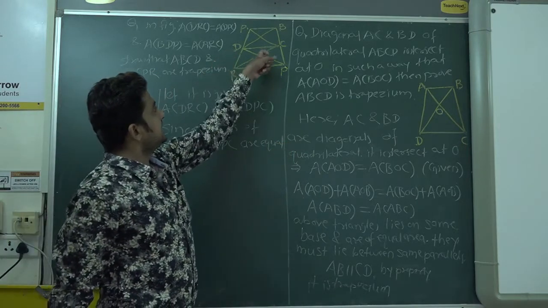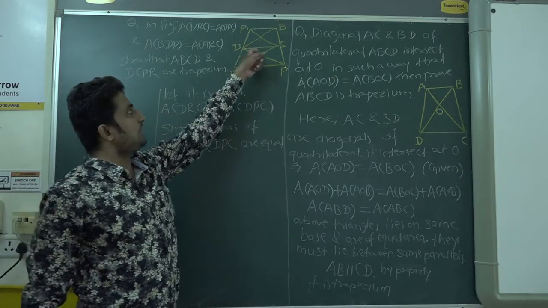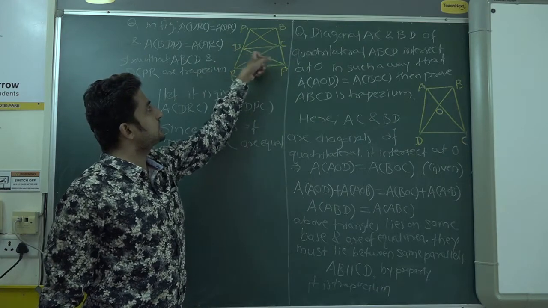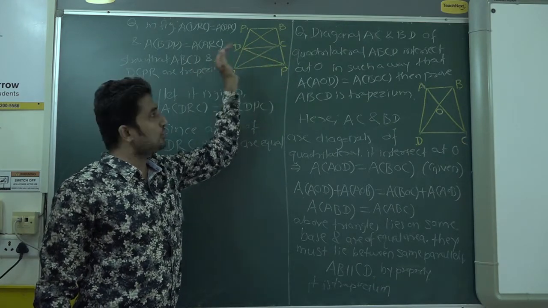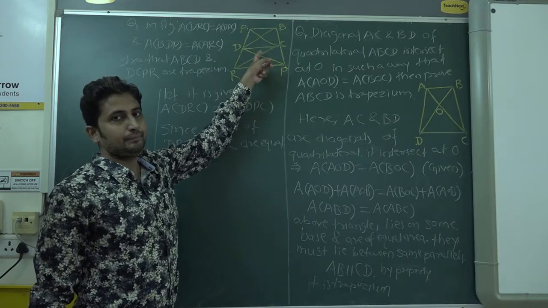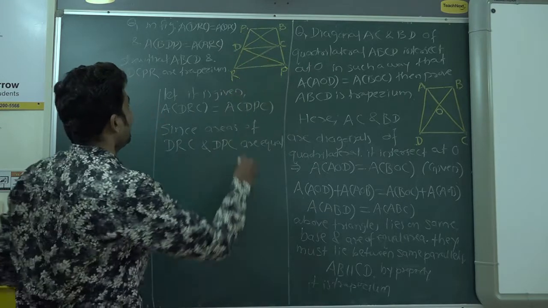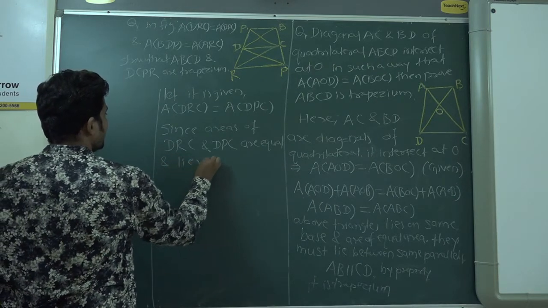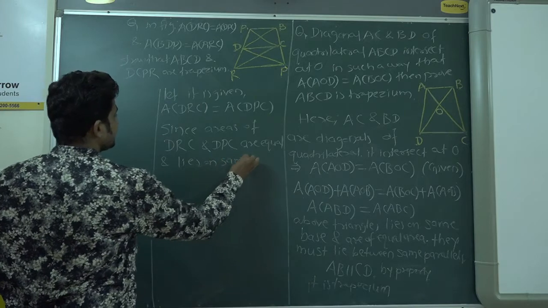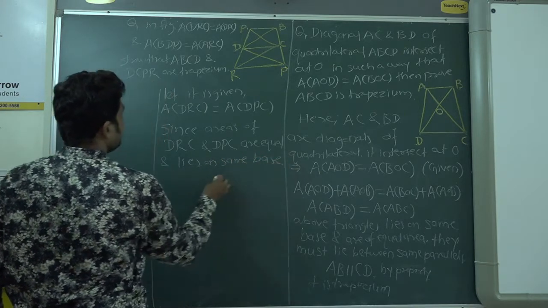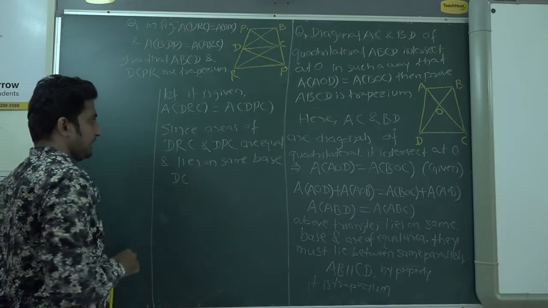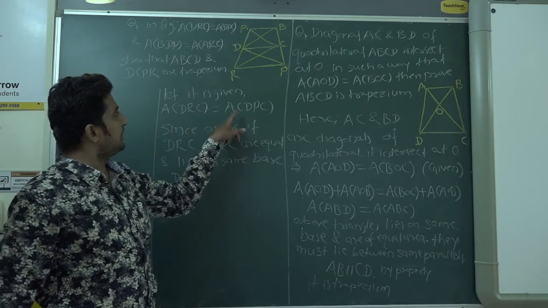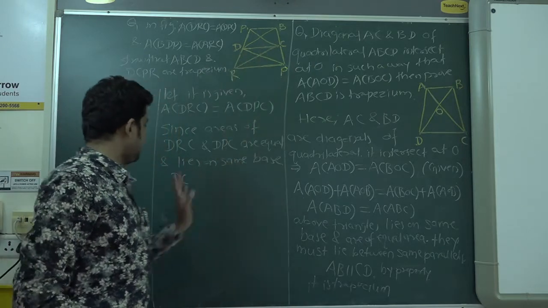Now DRC and DPC. Tell me, dear students, what is the common base here? In these two triangles, DRC and DPC, what is the common base that we are using? Exactly, it is DC, and they lie on the same base DC. Okay, now the areas are equal and they are lying on the same base DC.